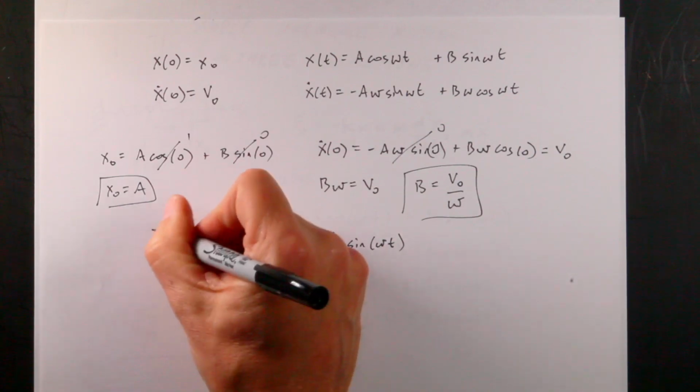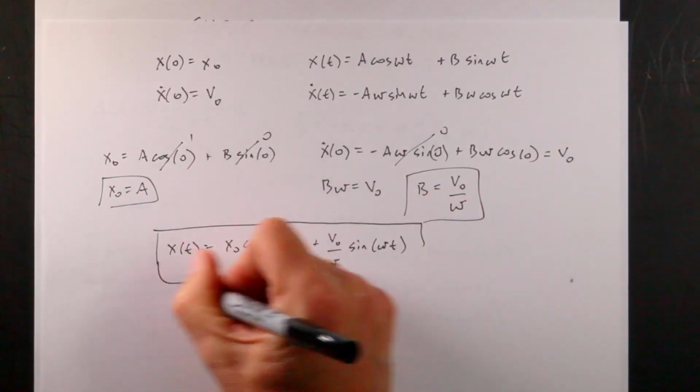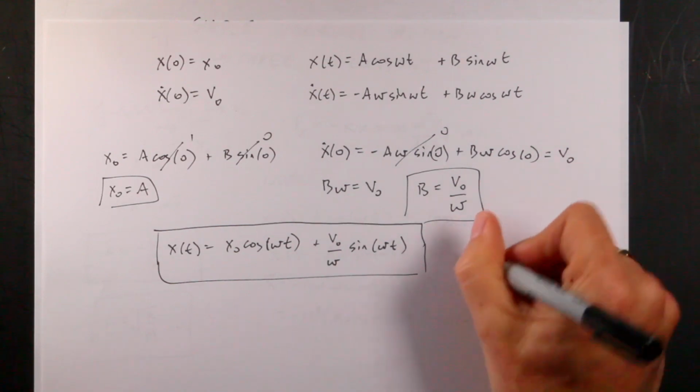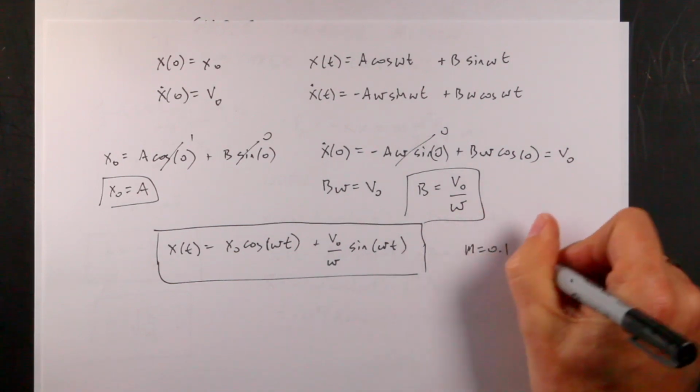Okay, let's plot this. In my model that I had on Python, I have the following. M equals 0.1 kilograms.